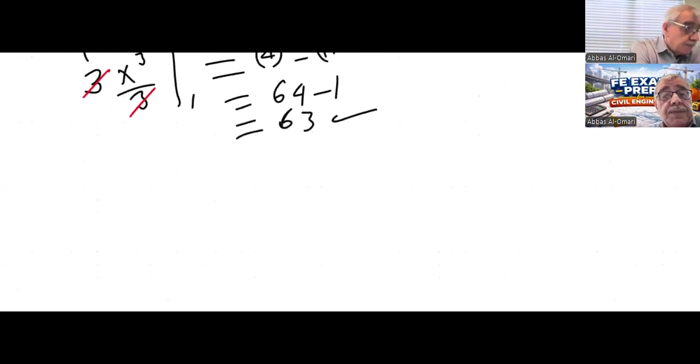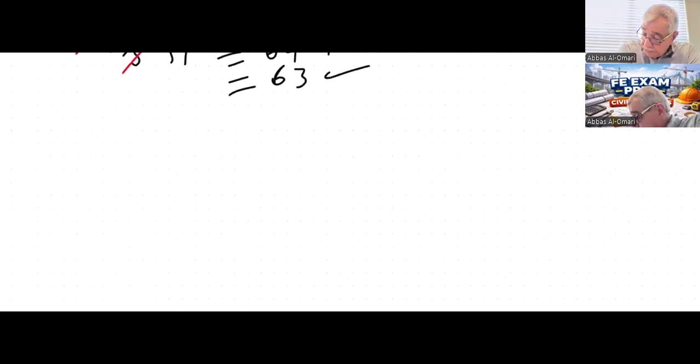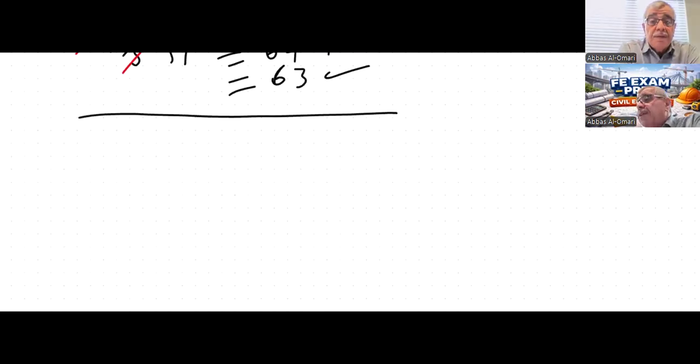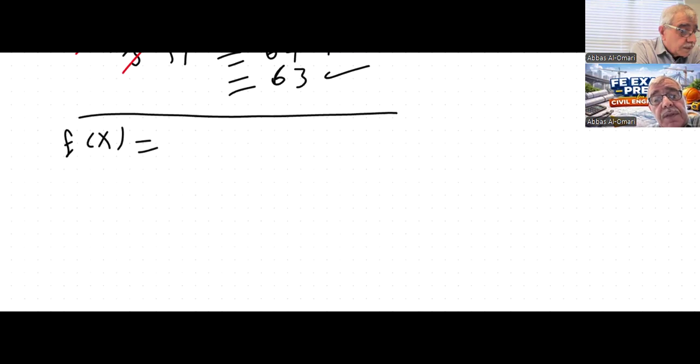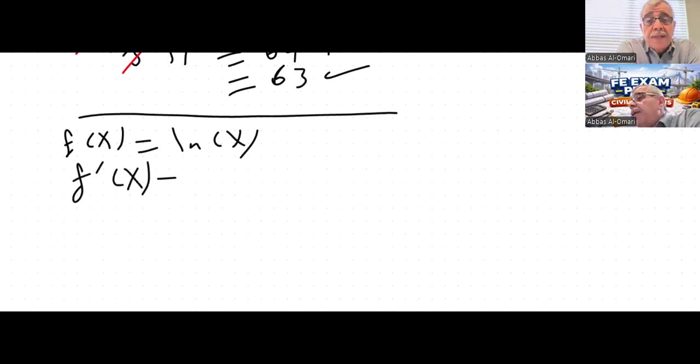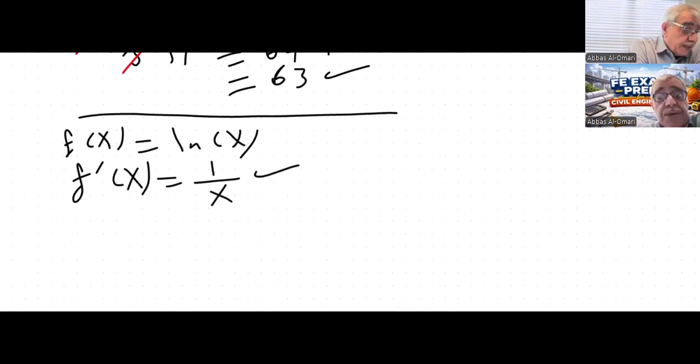The next question, we have a function, and we want to determine the second derivative. The function is f of x equals ln x. So the first derivative, f prime of x, equals the derivative of ln x, which is 1 over x. That's it. Now the second derivative is the derivative of 1 over x.